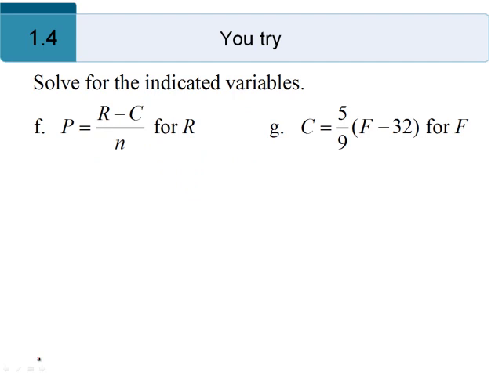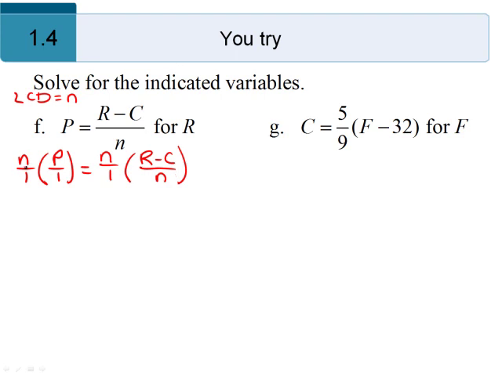So here on letter F, we have P equals R minus C all over N, and we want to solve for R. The first thing we want to do is get rid of that fraction. So you need to see that the common denominator there is just going to be N. So I'm going to put N over 1 times P over 1 on the left, and then equals N over 1 times R minus C over N. On the left I have NP, and on the right the N's cancel each other out, and we're just left with R minus C.